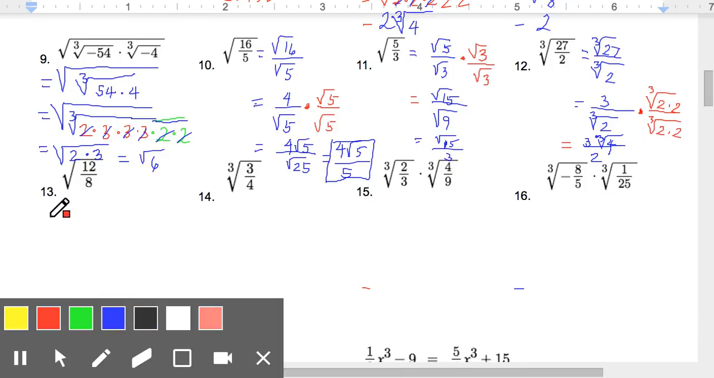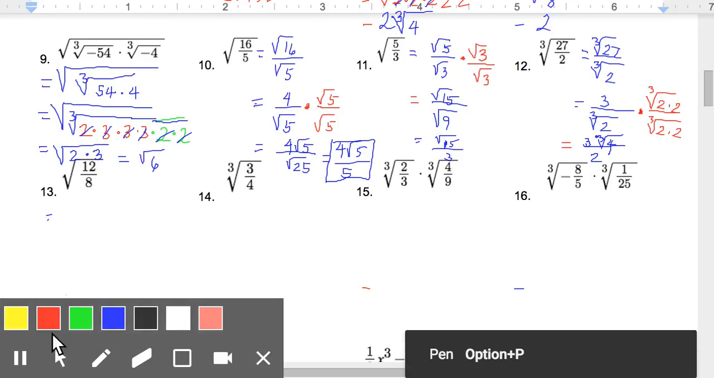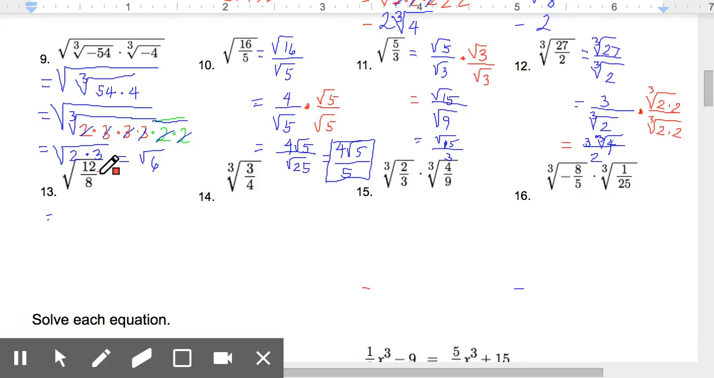Okay, so number 13, this is the same as the square root of 12 over the square root of 8. Before we do that, maybe we can reduce this to lowest terms first. Notice that 12 and 8 are both divisible by 4. So we can divide by 4 and divide by 4. So we're going to have the square root of 12 divided by 4 is 3 over 8 divided by 4 is 2.